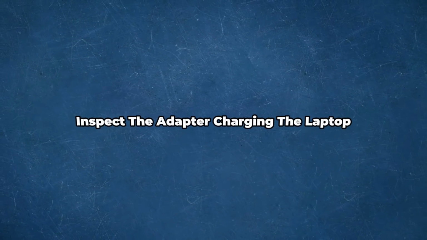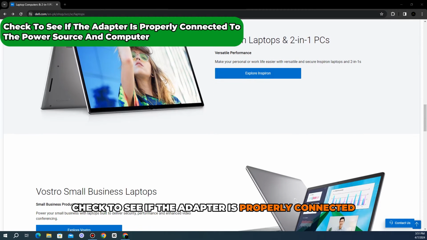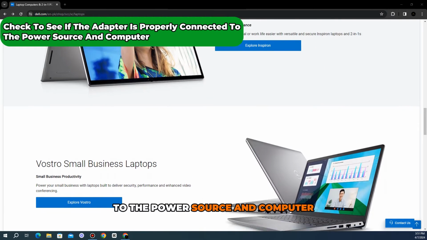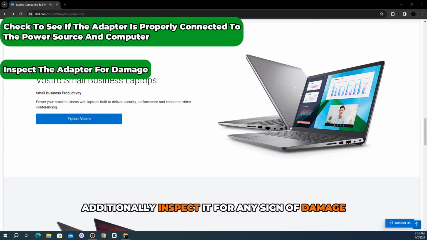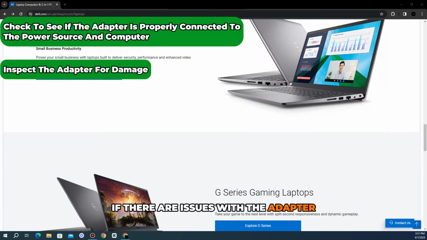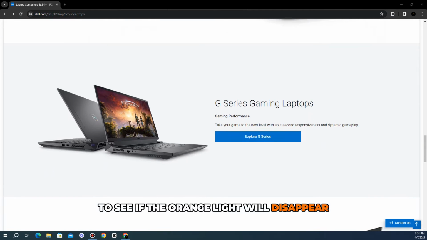Inspect the adapter charging the laptop. Check to see if the adapter is properly connected to the power source and computer. Additionally, inspect it for any sign of damage. If there are issues with the adapter, try a different one to see if the orange light will disappear.